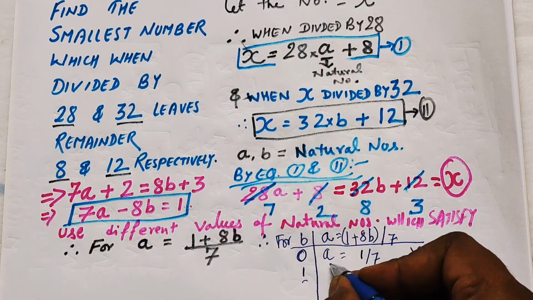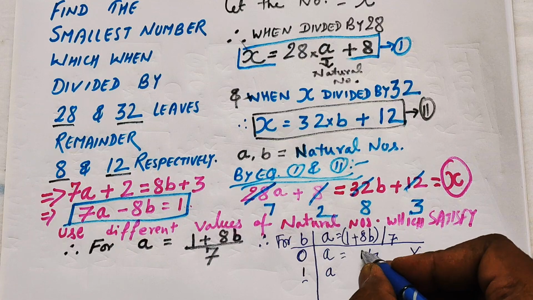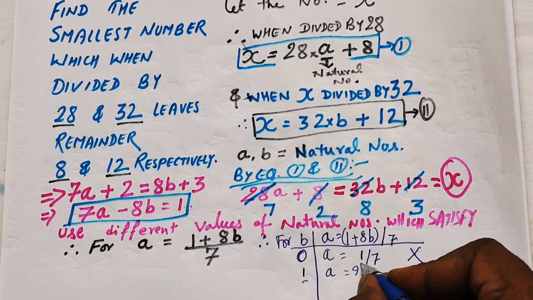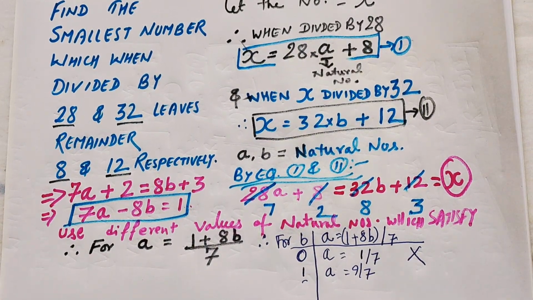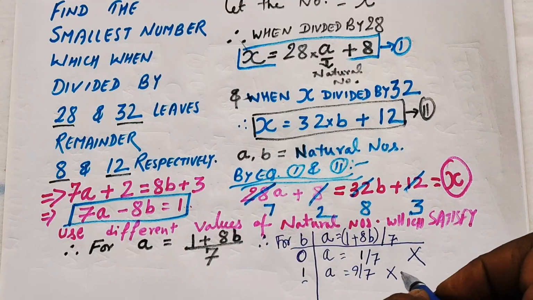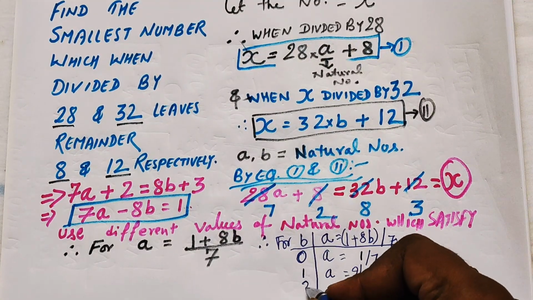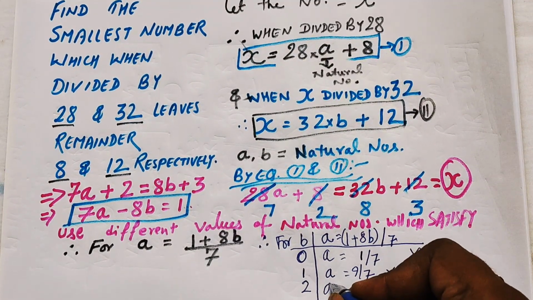For b equal to 1, what is the value of a? Just put the value of a as 1 plus 8b by 7. That means 1 plus 8 into 1, that is 9. 9 by 7, right?